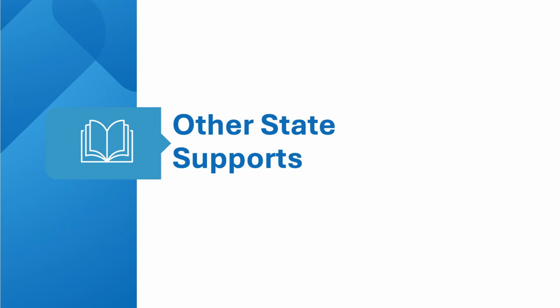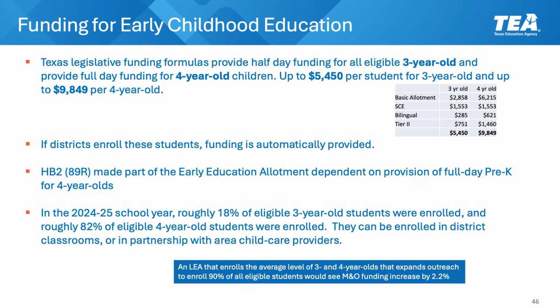In addition to those, there are other state supports that are available. There's funding for early childhood education. The state of Texas provides for eligible 3-year-old students half-day formula funding, and for eligible 4-year-old students full-day formula funding. If districts enroll those students, funding is automatically provided. HB 2 from the 89th legislature also made part of the early education allotment dependent on the provision of full-day pre-K for 4-year-olds. In the 2024-2025 school year, roughly 18% of eligible 3-year-old students were enrolled. So this leaves a significant amount of opportunity for districts to increase funding for early childhood.